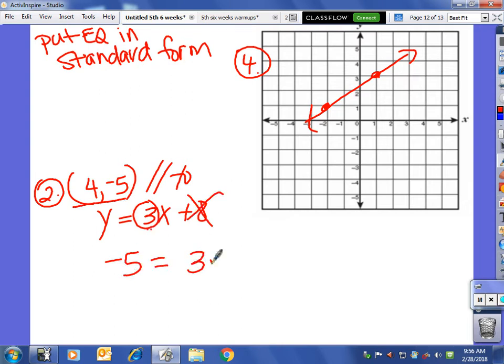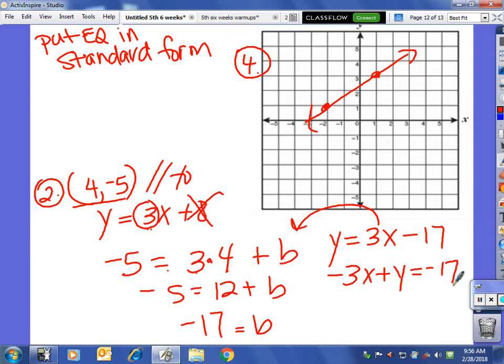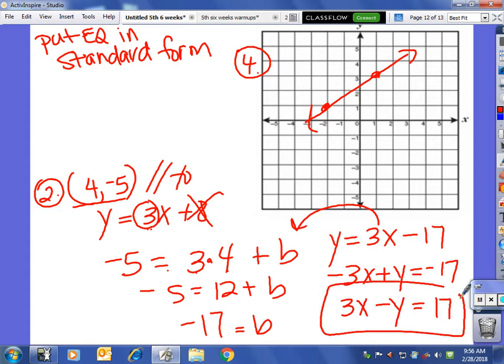Negative 5 equals 3 times 4. Y equals m times x plus b. Negative 5 equals 12 plus b. What is b? Negative 17. Okay, so the slope-intercept form would be y equals 3x minus 17. This one's not that bad because I didn't have a fraction. I still have to get my x's together with the y's, though. So I'm going to move that over there, and that's negative 3x plus y equals negative 17. One last step. 3x minus y equals 17. Are we okay with that one?